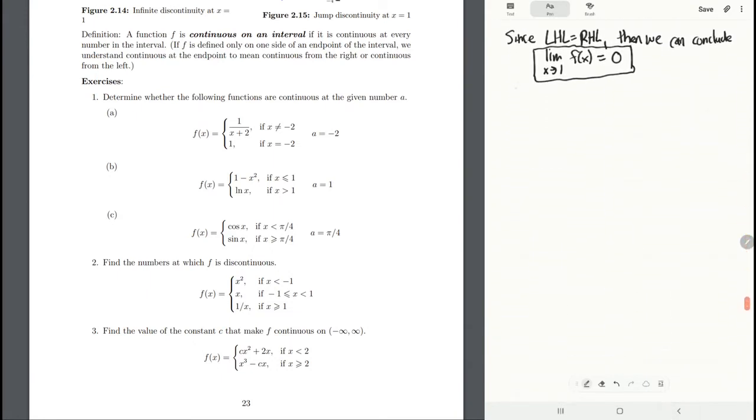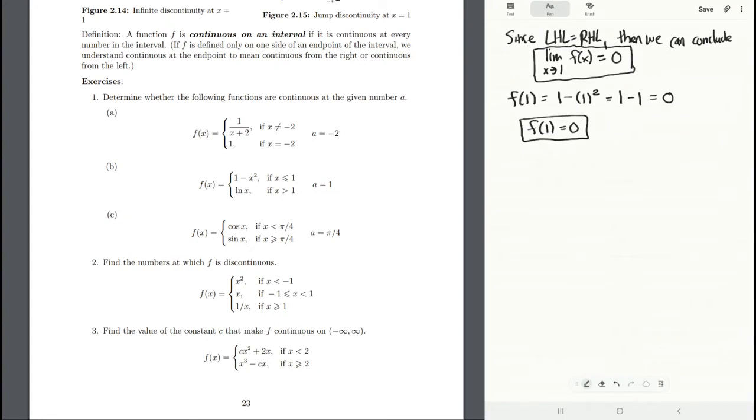So now we need to check if the function is defined at 1. So what is f of 1? If x is less than or equal to 1, then the function will be equal to 1 minus x squared. So to find the function value at 1, we're going to substitute 1 into the first function. So we have 1 minus 1 squared. That is 1 minus 1, and that is equal to 0. So we have that f of 1 is equal to 0. So it is defined at 1.